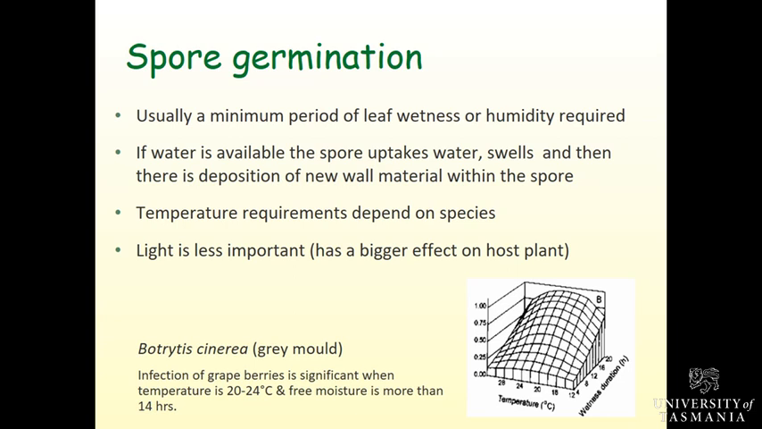So again, if we go back to our disease triangle for this particular example, if we don't have leaf wetness, or even if we have leaf wetness but only for 1 hour and then it dries up, infection's not going to happen. We've got a virulent pathogen, we've got a susceptible host, we might even have conducive environmental conditions, but if we don't have that long enough period, then infection won't occur.